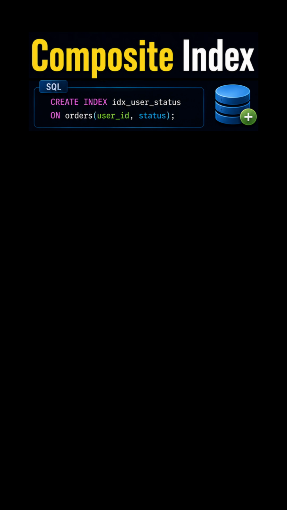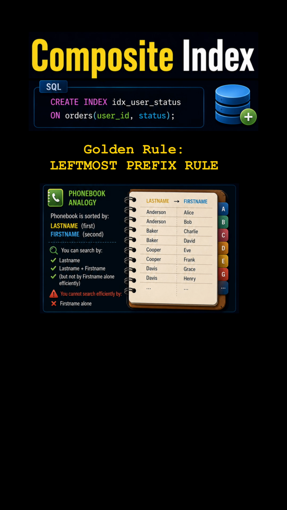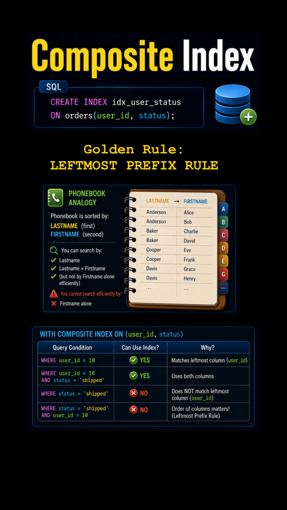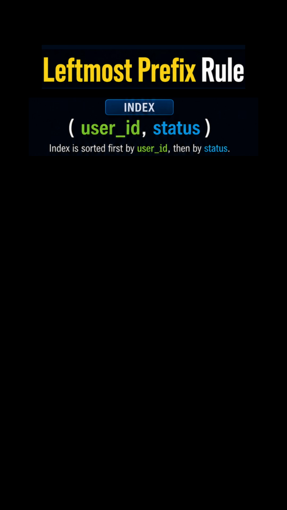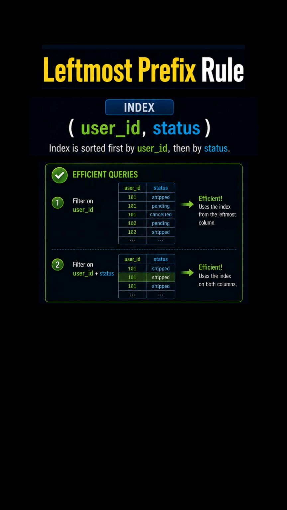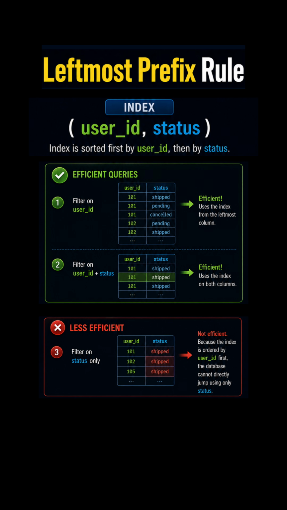Composite indexes contain multiple columns, and this introduces one of the most important optimization rules, called the leftmost prefix rule. Think of it like a phone book sorted by last name first, then first name. Leftmost prefix rule. Suppose your index is user ID and status. Efficient queries include user ID alone or user ID plus status. But searching only by status is less efficient because index ordering starts from user ID first.